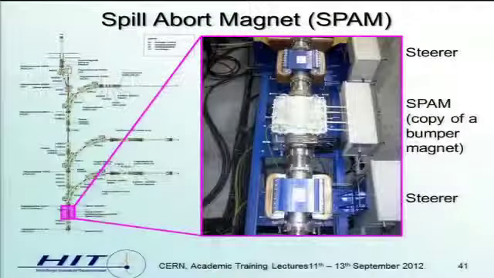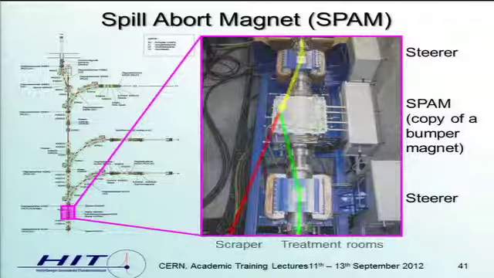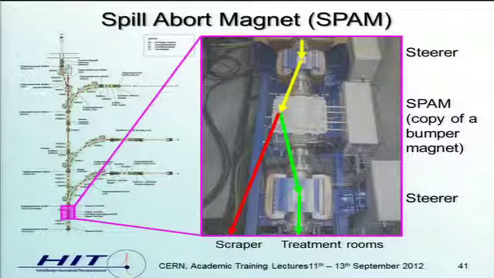Okay, this is the so-called spill-abort magnet or magnet chicane. It is formed with 2 slow steering magnets and 1 very fast one. This is nothing else but a copy of the bumper magnets in the synchrotron. So normally the particles go this path, yellow and then green. They always make this bump, and in case of an emergency interlock, this magnet is switched off and the beam goes to the scraper, which is located here.